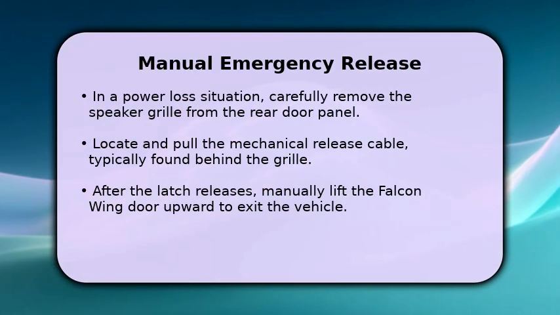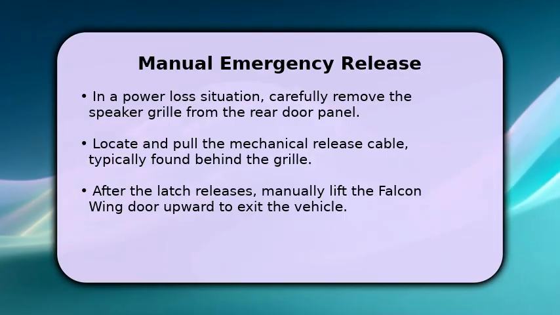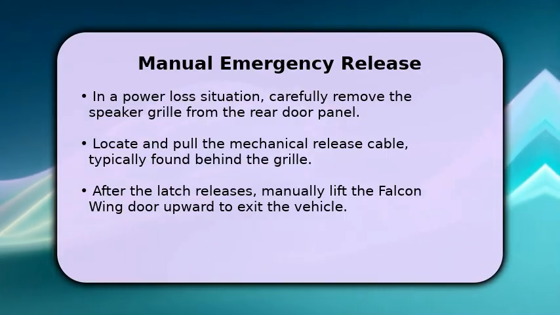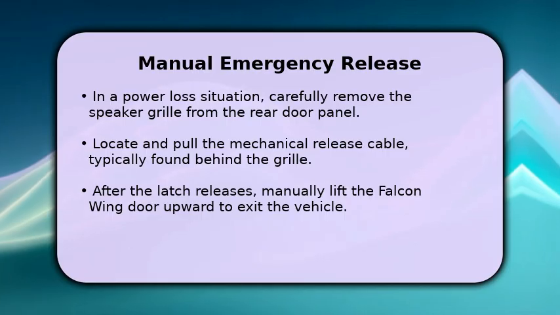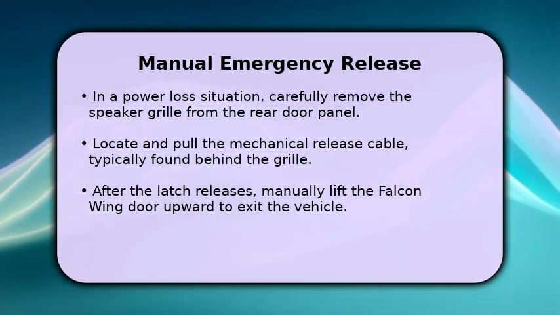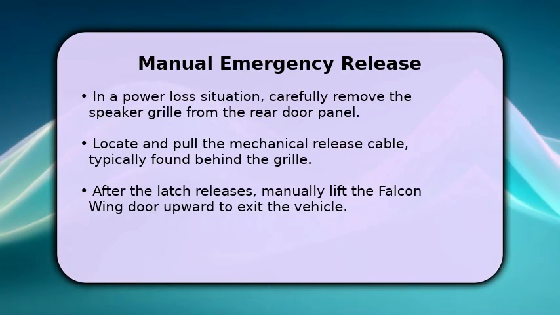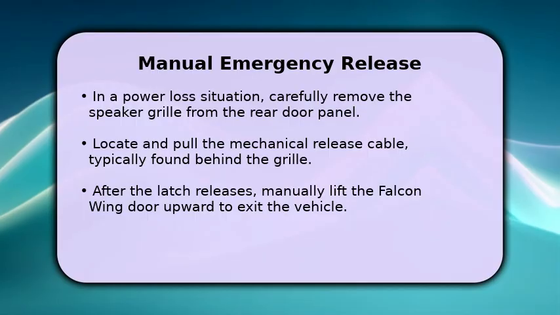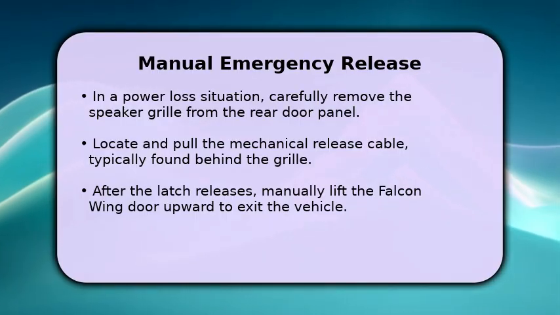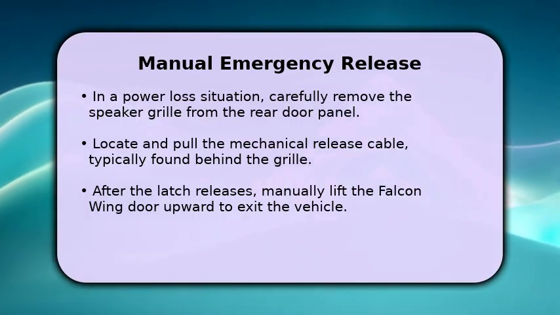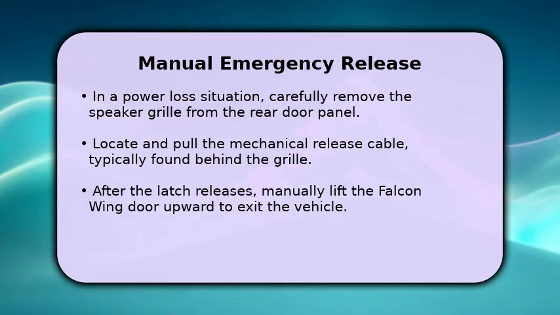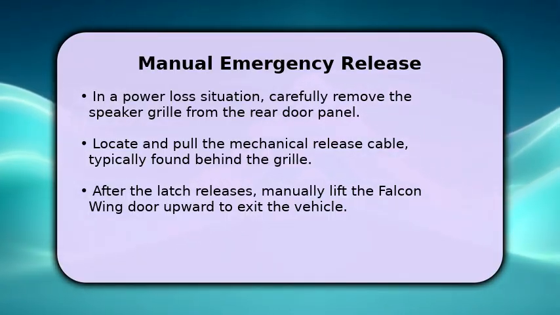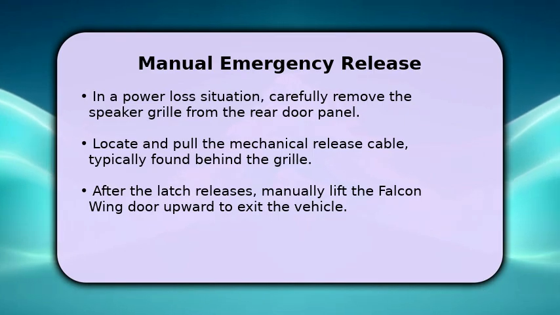In the unlikely event of a power loss, you can manually open the Falcon wing doors. First, carefully remove the speaker grille from the door panel. It is usually held by 4 clips. Behind the grille, you will find a small mechanical release cable. Pull this cable firmly down and towards the front of the vehicle to disengage the latch. Once released, you will need to manually push the door upward against its hydraulics to open it enough to exit. This method is for emergency use only.